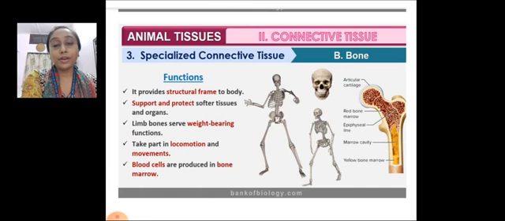Bone is also important because the long bones, like our shaft bone, hand bone, our thigh bone, are the places where the blood cells are formed. Bone marrow is present in these long bones, the thigh bone and the shaft bone, and this bone marrow converts and forms the blood cells, RBCs, WBCs and platelets. That's why bone is also important.